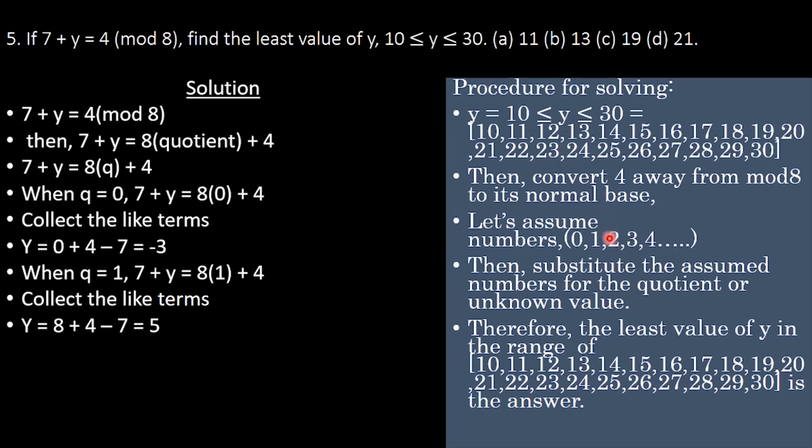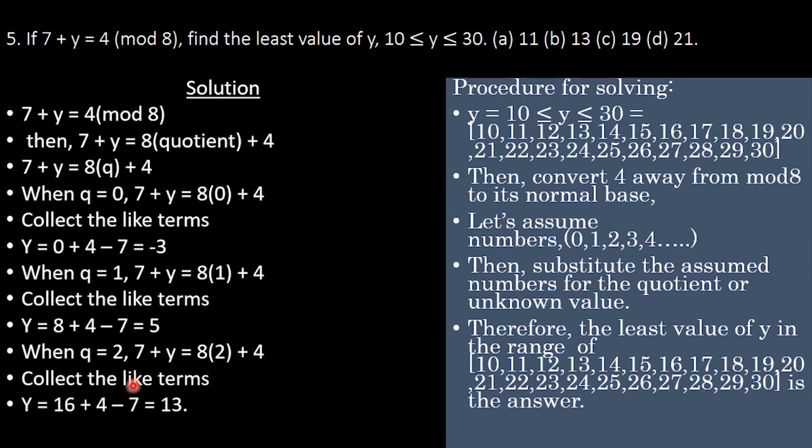We are going to assume more numbers. When we substitute q for 2, 7 plus y is equals to 8 multiplied by 2 plus 4. When you collect the like terms, your y now is equals to 13. Don't forget that this 13 falls in this range of 10 to 30. Therefore, the least value of y is 13.